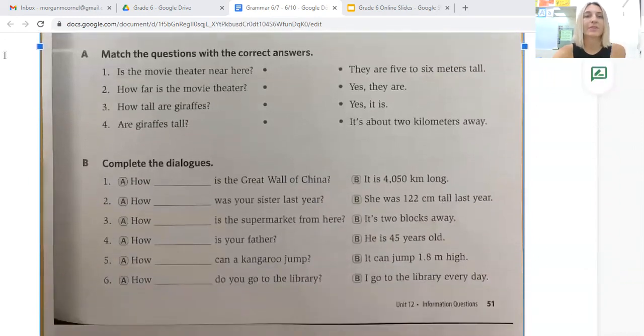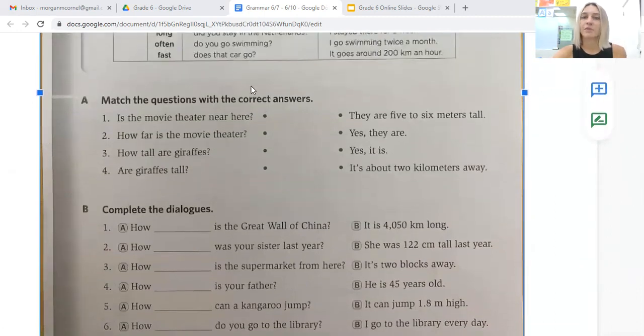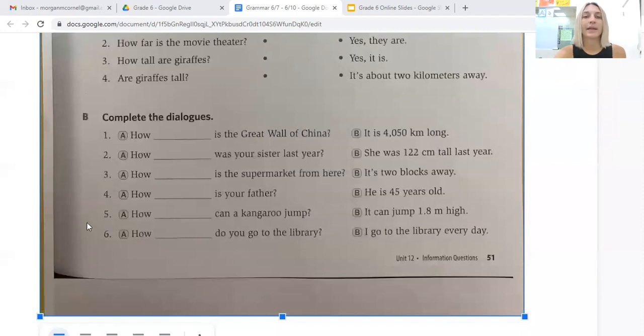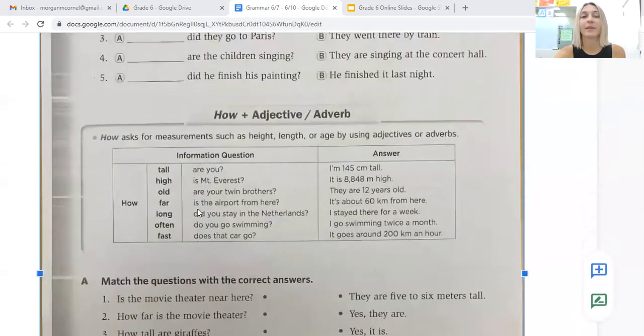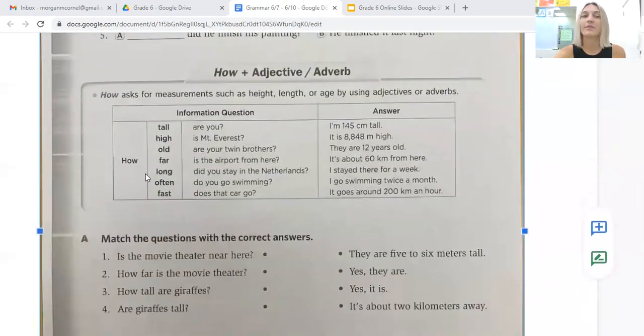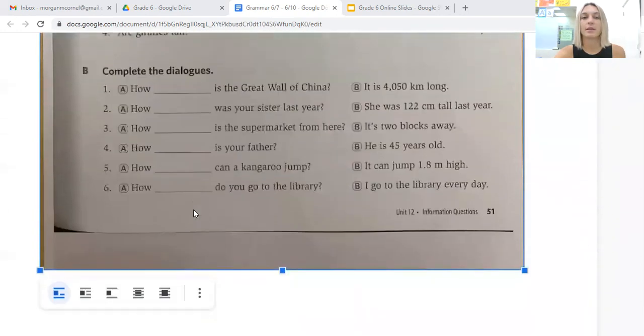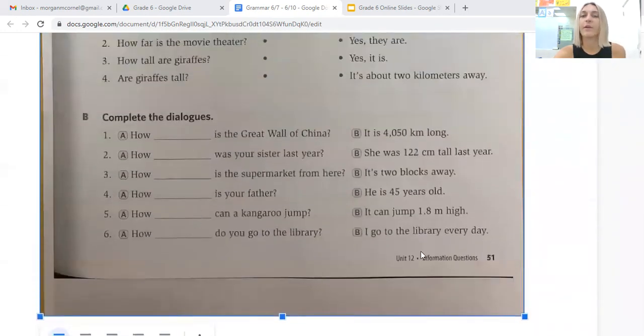In A, you need to match the questions with the correct answers. Just draw a line there. B, complete the dialogue. So they've already given you the how. You need to figure out what the adjective or adverb is, and you can use any of these. Okay, you'll figure it out by looking at the answer. So like I said before, they're going to give you that extra information so you know what your adjective is over here in the question.